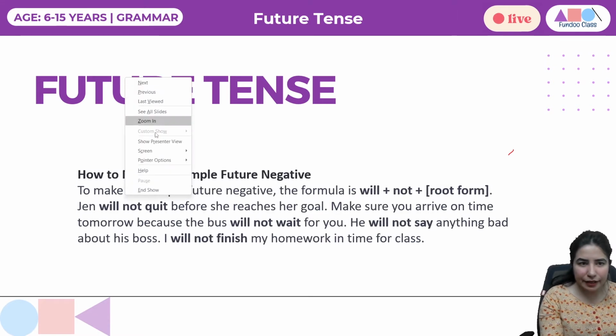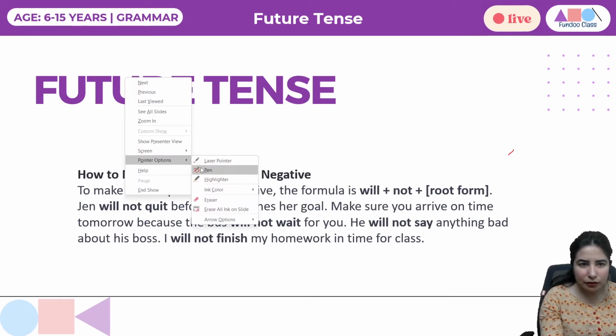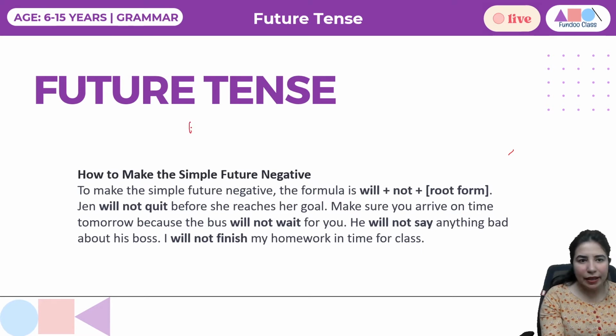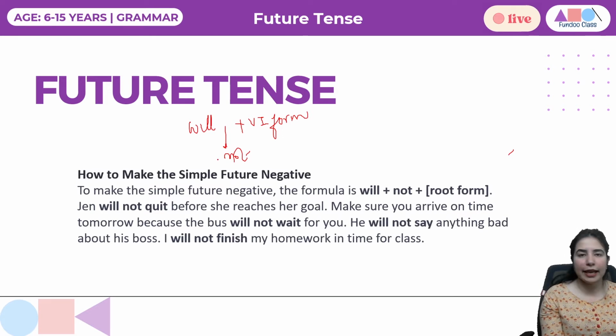Let me just write it. So I will plus verb first form, right? What do you do? You insert not in between here. I will not go, right? I will not eat. I will not play. I will not study. Oh, that's a bad sentence actually. But I will not cheat. So this is how you can make some sentences.